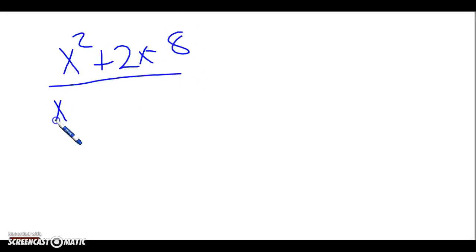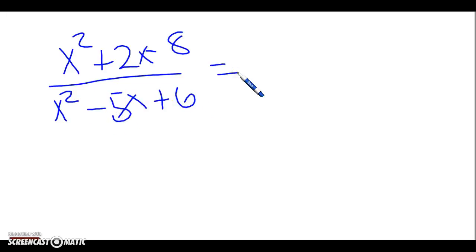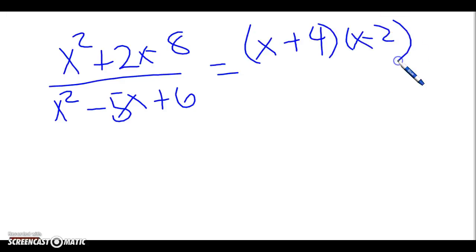Okay, let's take a look at the next one. I have x squared plus 2x minus 8 over x squared minus 5x plus 6. Again, I will have to factor. I look at my negative 8, and I ask, what can I multiply to get negative 8 that adds to give me positive 2? I get x plus 4 and x minus 2. 4 times negative 2 gives me negative 8, and 4 minus 2 gives me positive 2.